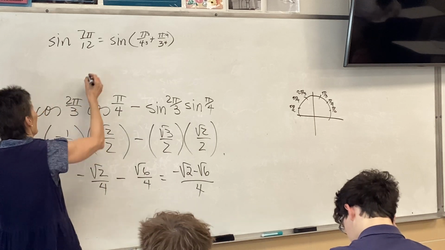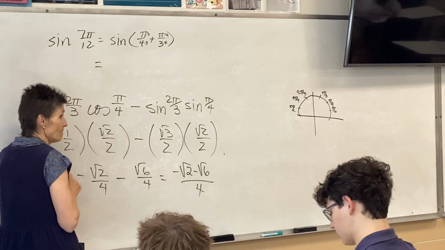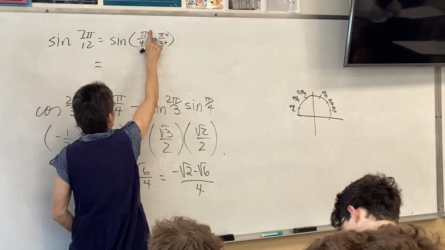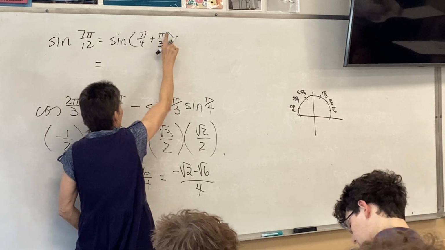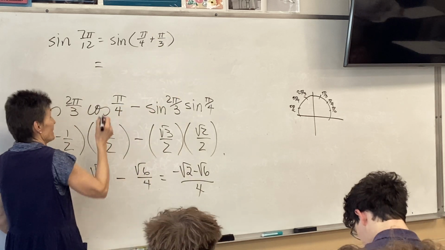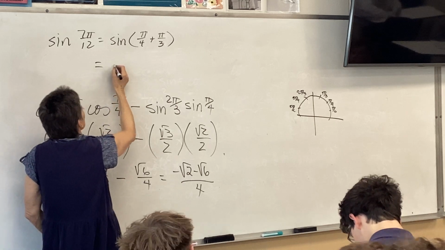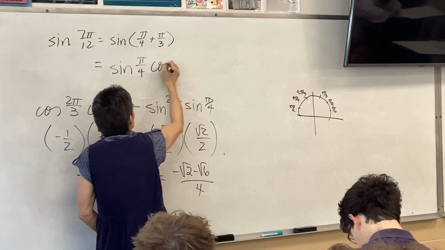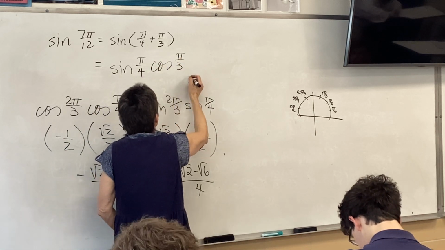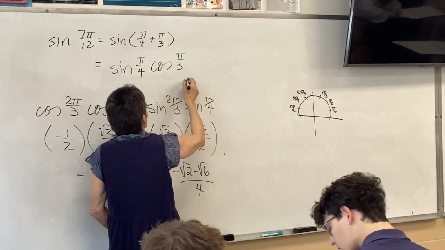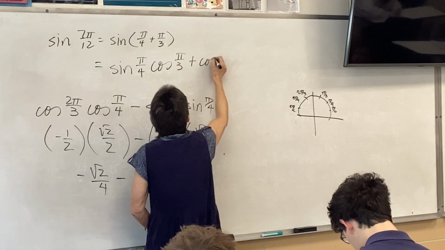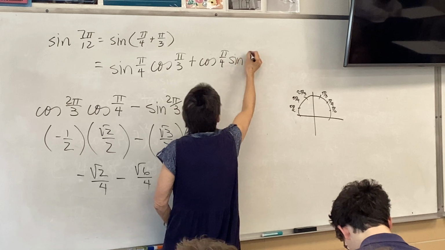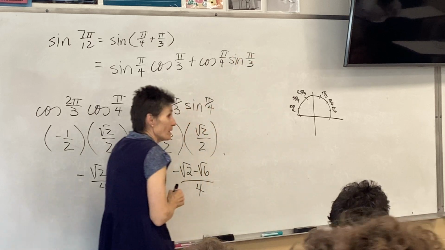All right, what does our formula say for the sine of an angle plus an angle? Alpha plus beta. Sine alpha cosine beta, plus cosine alpha sine beta. Yep. That's exactly right.